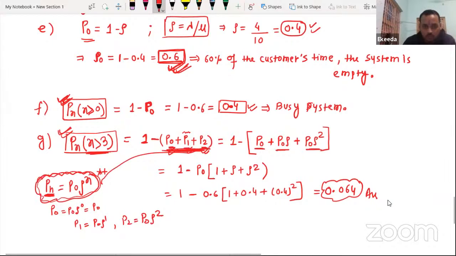P naught means there is no customer, P1 means there is one customer, and P2 means there are two customers, and one minus these three will be more than three customers. Very simple. So almost all the formulas I have covered with the help of this numerical.